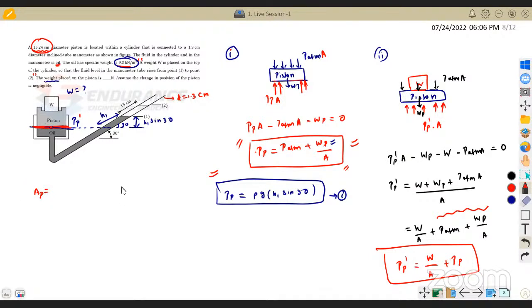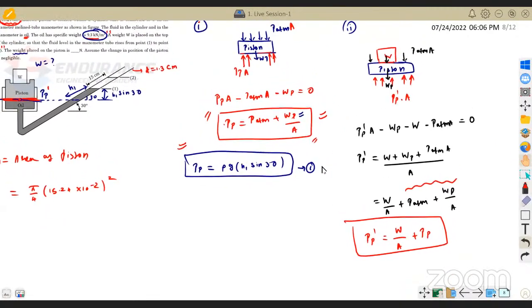I have taken it as only a, so I will simply fix it with a, which is the area of the piston. How much is it? It is pi by 4 into diameter squared, 15.24 into 10 power minus 2, whole square. So that is the area of the piston.